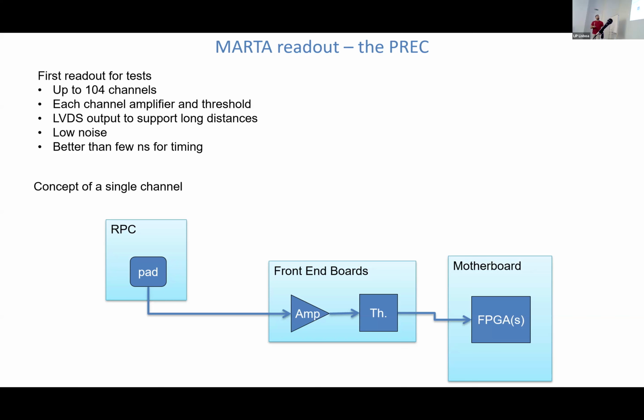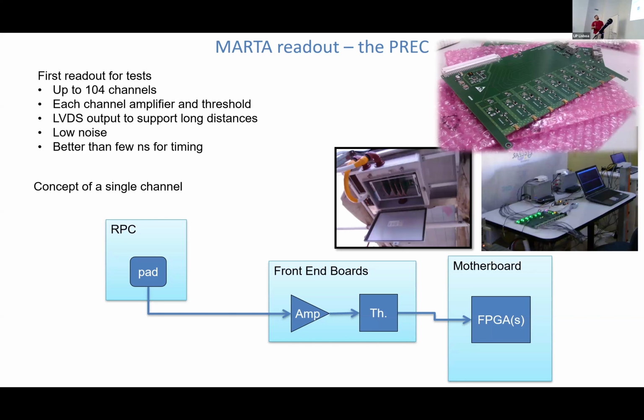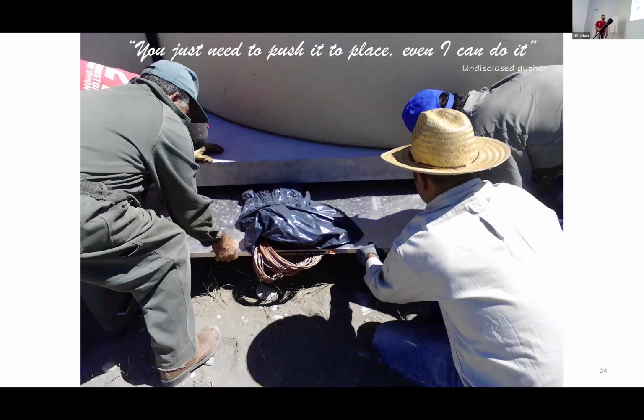In this case you had a motherboard with several FPGAs, and this is the front-end board, which has very, very low noise. This is installed in one of our setups. You can see it takes a lot of space, and this is in Malargüe steel with the motherboard here and all the cables coming in. Okay, so in the field, this is still from the prototype. You just need to push it in place. Even I can do it.